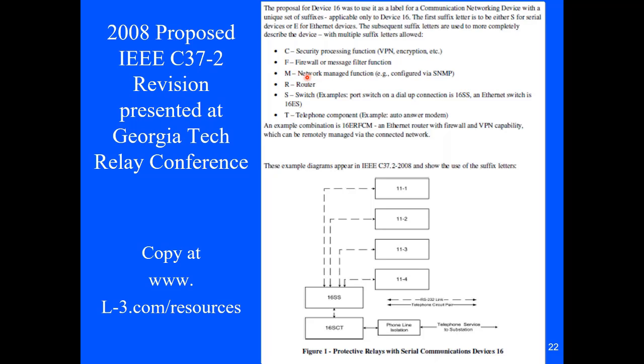So that's F. You have networks and managed switches. You've got routers, switches. And so all these things now have ANSI numbers. So the consultants that are on the line may want to get access to some of these ANSIs. I've got a copy of this paper on our website at l3-com/resources. So you can find this 2008 proposed C37.2, which has come into effect.